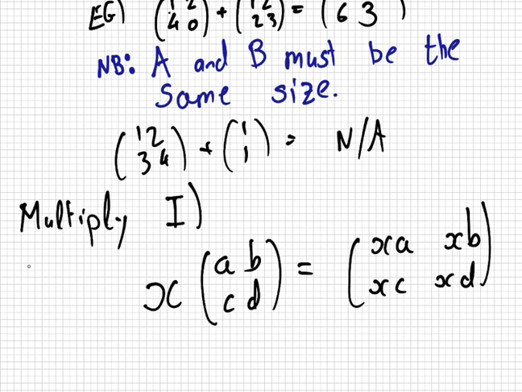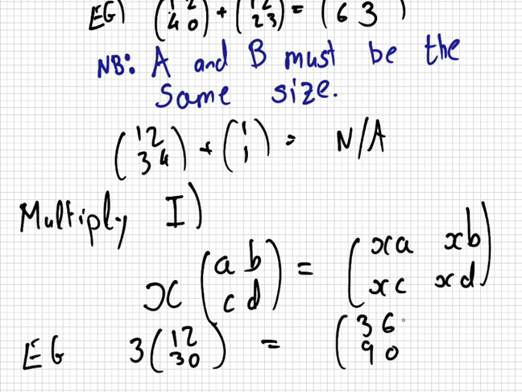So this is a bit like when you expand. Remember this verb? Yeah. It's a bit like that. And what's nice about this is that you really can always do it. So an example might be 3 multiply 1, 2, 3, 0. That would be 3, 6, 9, 0. Yeah.